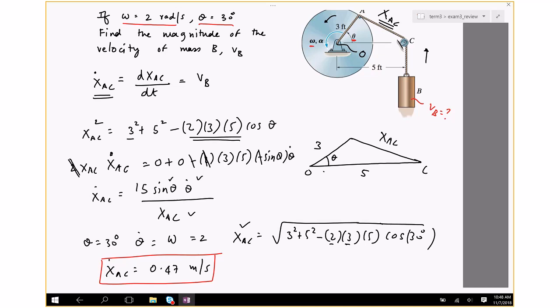So theta dot equals omega. Theta dot equals omega, yeah, because it's the rate of change.